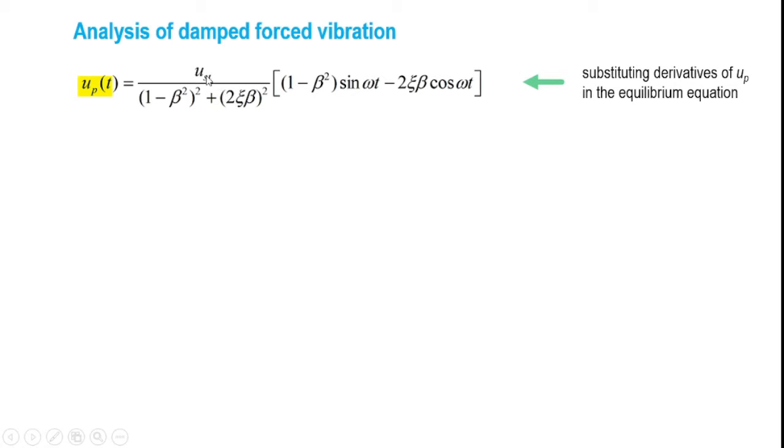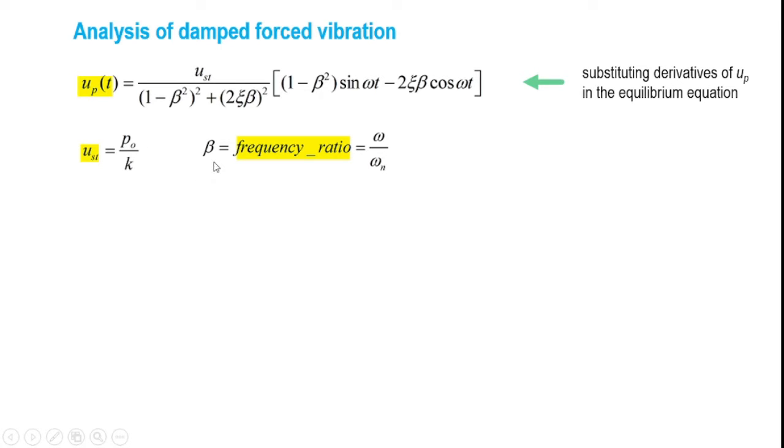Now, as you can see, the equation has a term ust. Let us see what this ust is. This ust is defined as a static deformation that is given by P0 by k. We know that P0 is nothing but the amplitude of the excitation force, and accordingly, if a static load P0 is applied onto the system, the corresponding deformation will be P0 by k. That is why it is called ust, the static deformation if a load of P0 is applied onto the system.